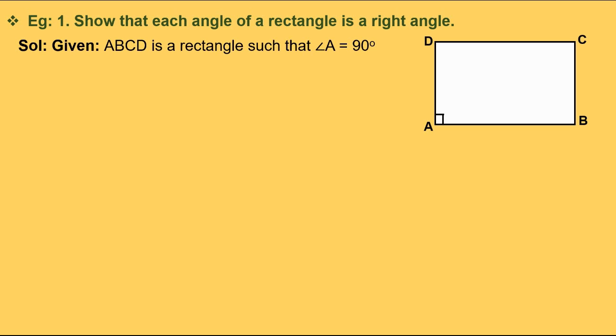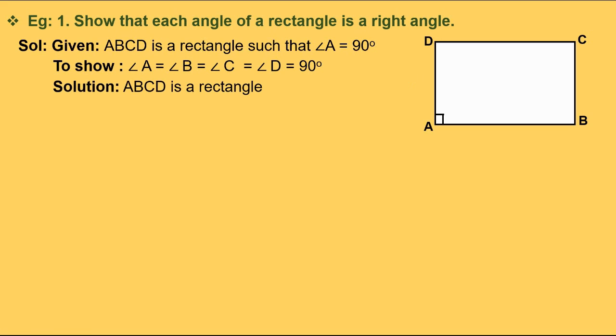For solution, given ABCD is a rectangle such that angle A is equal to 90 degree. To show angle A, angle B, angle C and angle D are equal to 90 degree. Solution, ABCD is a rectangle. Therefore, ABCD is a parallelogram. This implies AB is parallel to CD and AD is parallel to BC. That is, opposite sides are parallel.